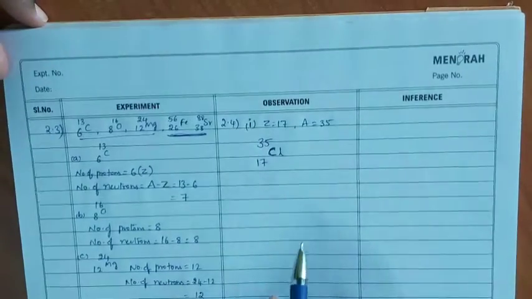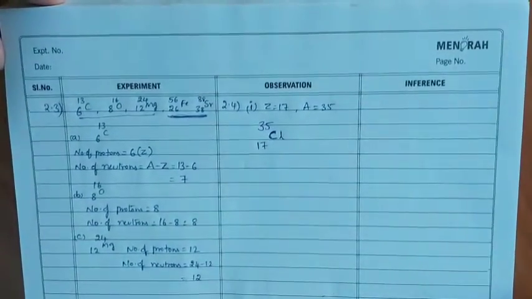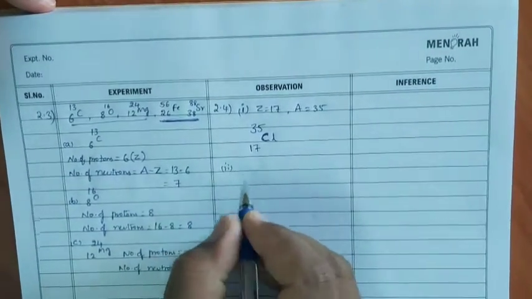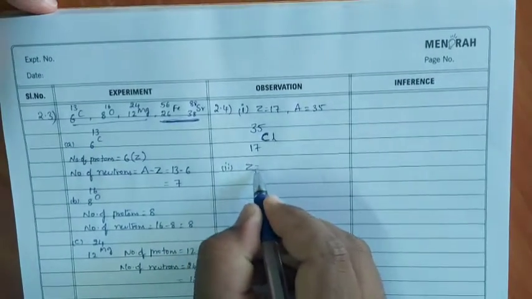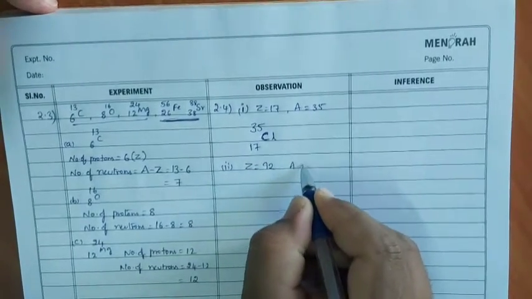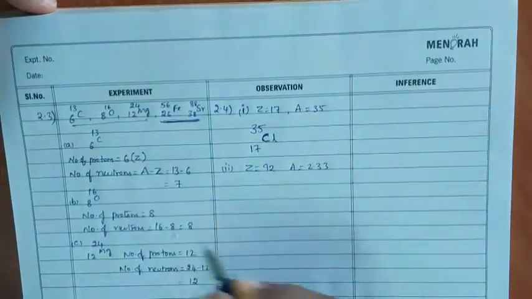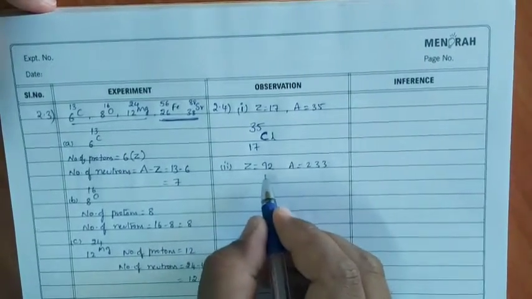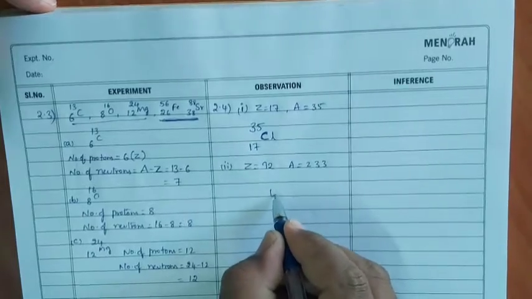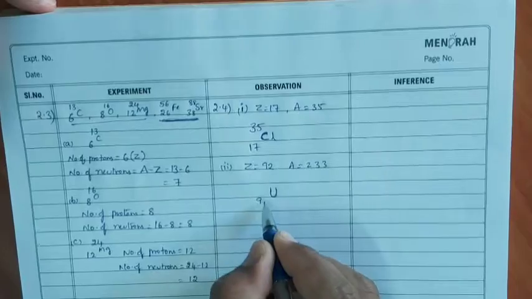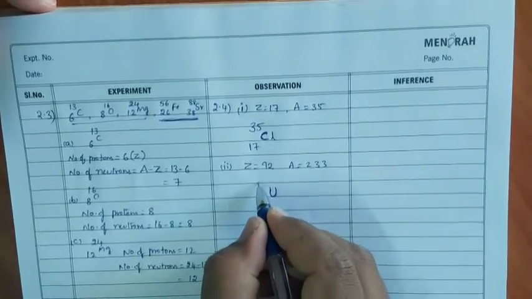Next we will go to second one. Z is equal to 92, A is equal to 233. The element with atomic number Z is equal to 92, that is uranium, symbol is U, Z value 92 and mass number 233.